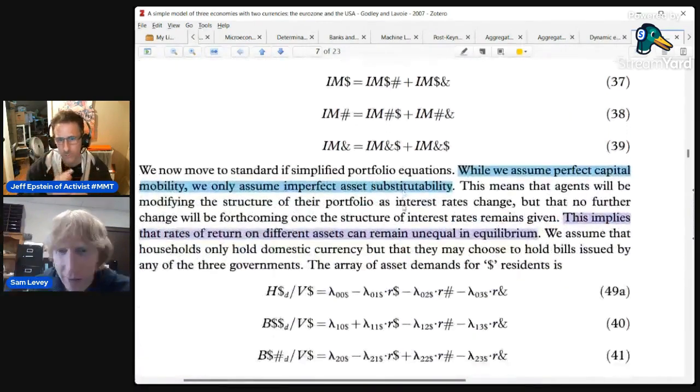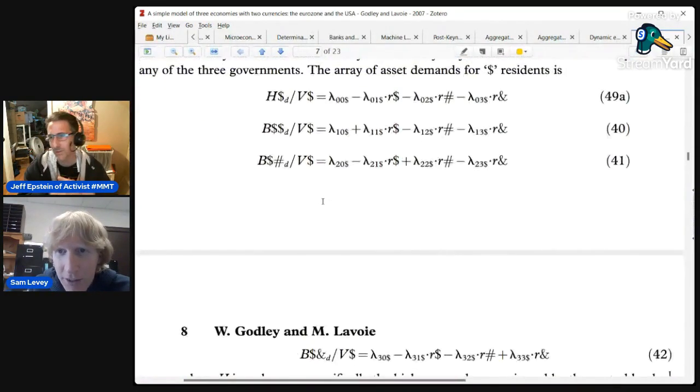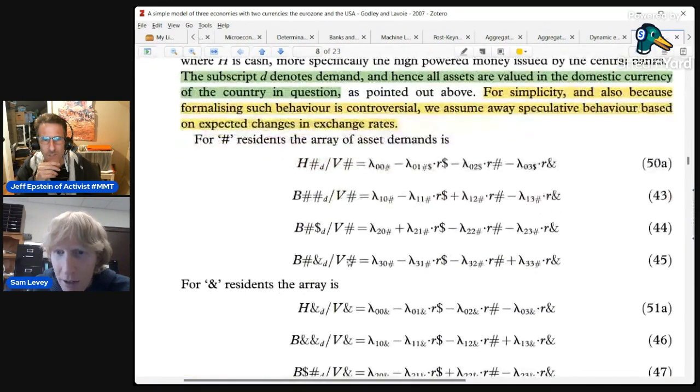So that's those equations. Now here, this is going to be the fun part. So we've got these four equations right here, the 49A through 42. And then is that sigma?